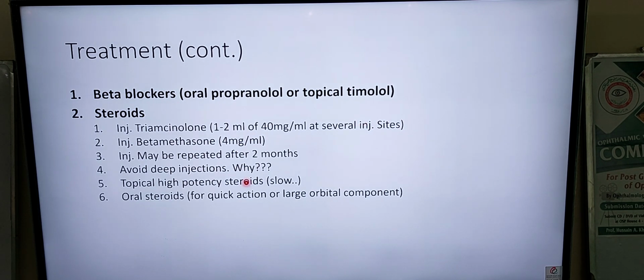The injections usually start to show results in 2 weeks, but we may have to repeat them after every 2 months. Deep injection should be avoided. Can anyone tell why?